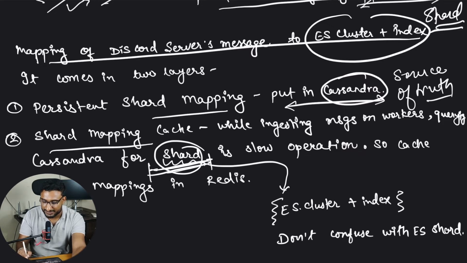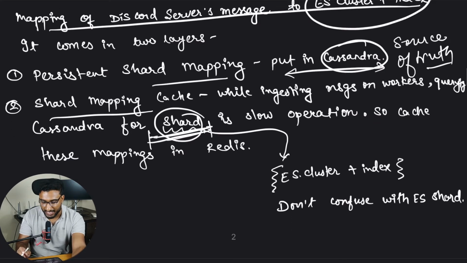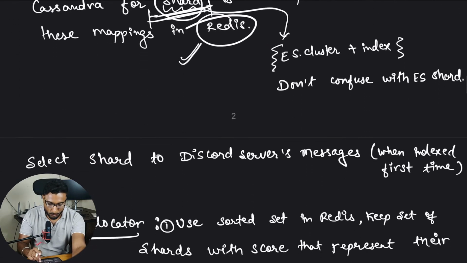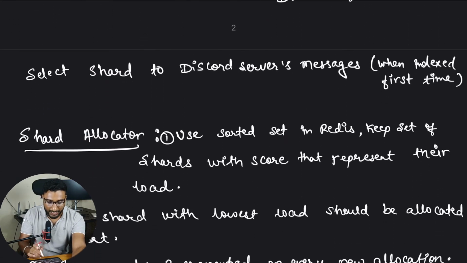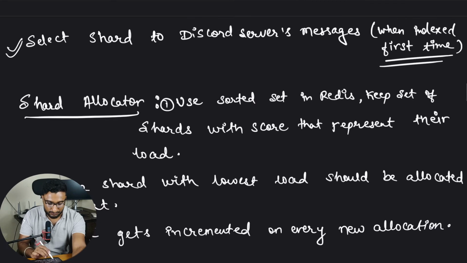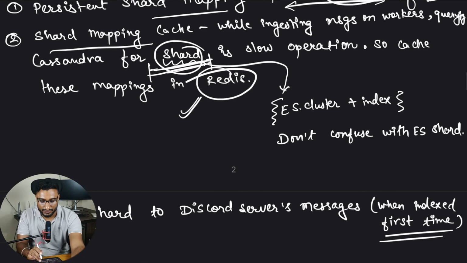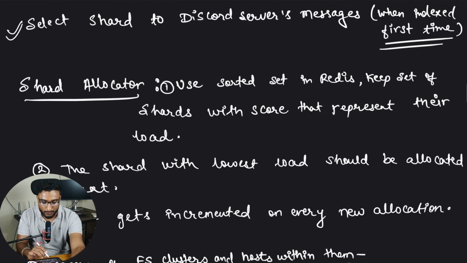While ingesting messages in workers, querying Cassandra for the shard could be a slow operation, so cache these mappings in Redis. So this will make it faster. Cool. Now, this we already discussed, that shard to Discord server's message mapping is set when indexed the first time, right?